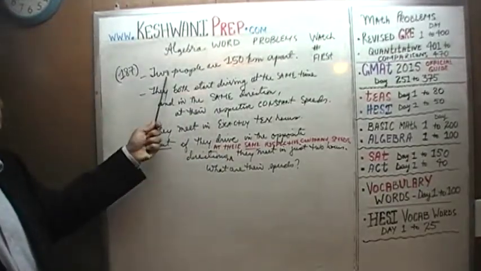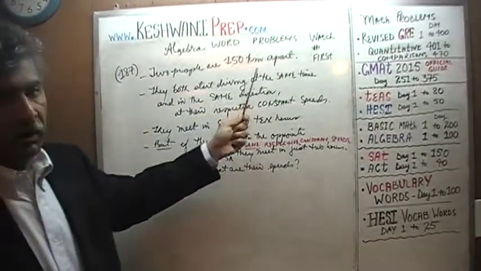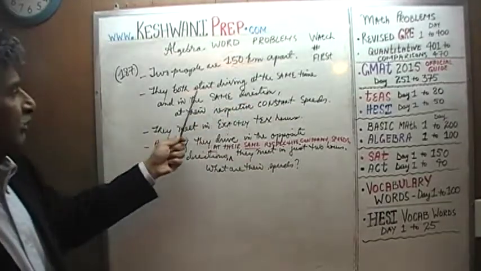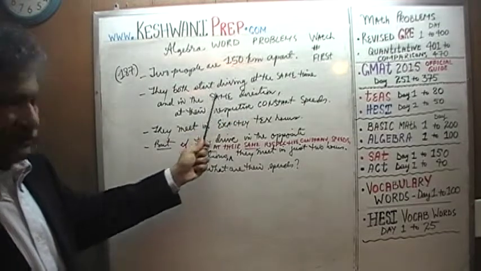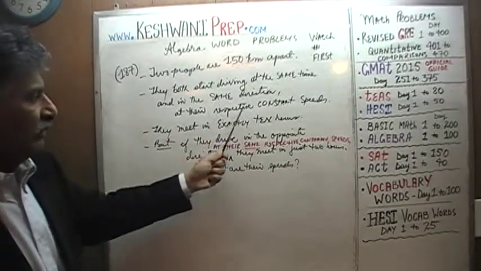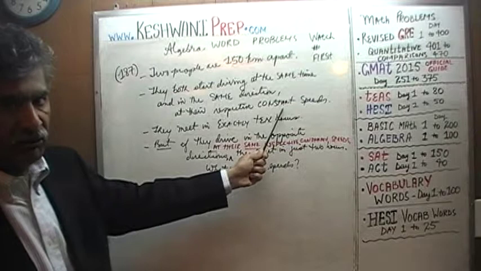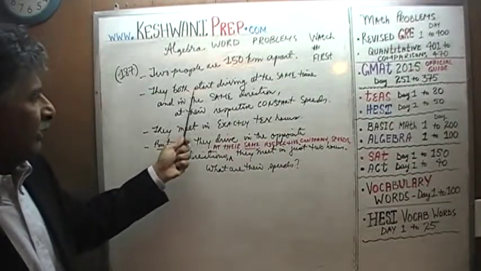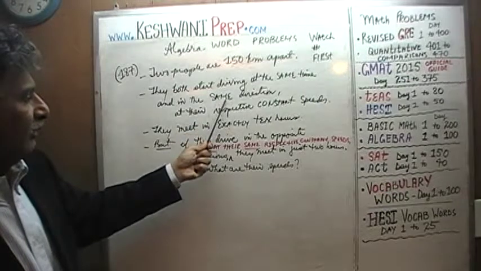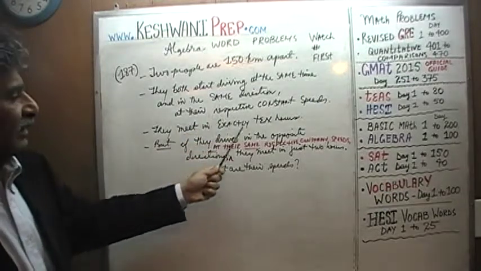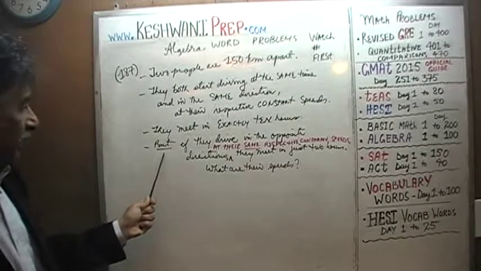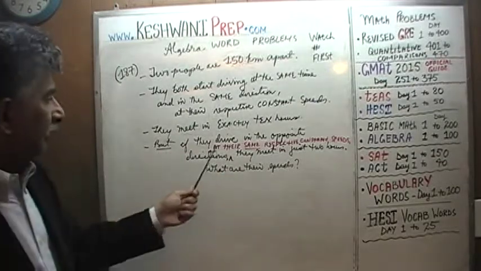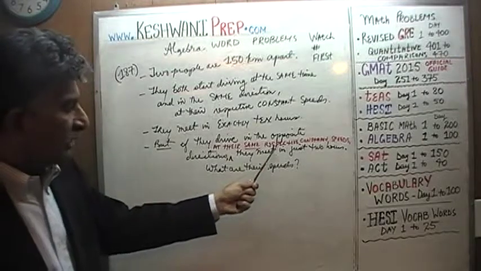It says that two people are 150 kilometers apart. Two people are 150 kilometers from each other. They both start driving at the same time and in the same direction at their respective constant speed. They're driving at constant speed throughout the entire story. We are told that when they start driving at the same time in the same direction, they meet in exactly 10 hours.